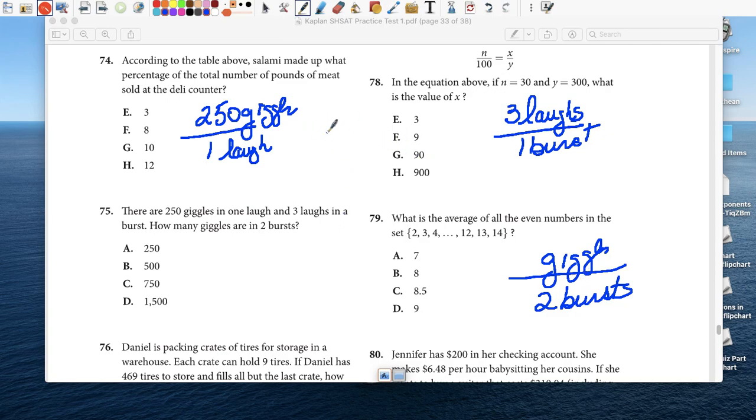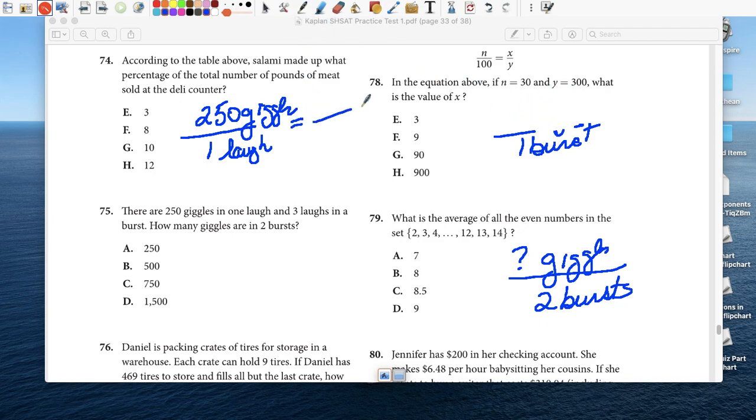So 3 laughs equals 1 burst. I need to change this guy here. So the ratio that I want, here's the question: how many giggles per burst? I know it's 3 laughs per burst, but I'm going to change this to giggles, so I can have the relationship between giggles and bursts. So if one laugh is 250 giggles, then if I have 3 laughs, it's safe to say that 3 laughs is the same thing.